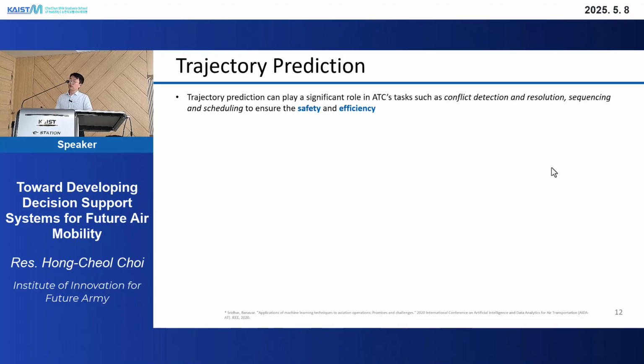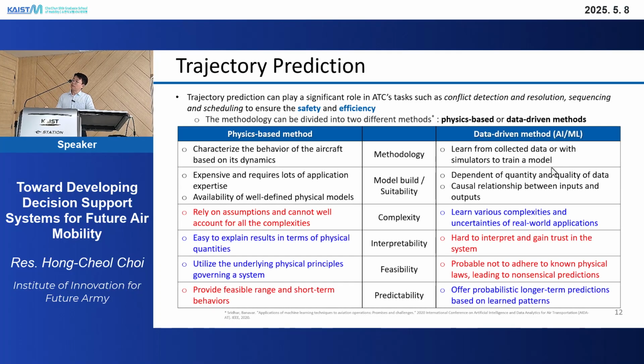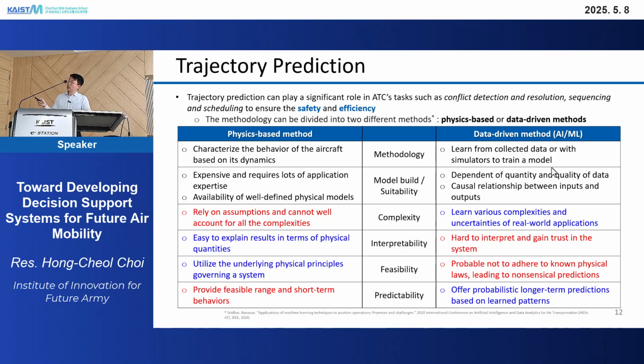So I believe you guys are quite familiar with this trajectory prediction. Trajectory prediction tries to extract or predict the future state of the aircraft. And it is widely used in the air traffic controller tasks such as this kind of thing to ensure some safety and efficiency. And this trajectory prediction can be divided into two different methods. One is the physics-based one, and the other is the data-driven method.